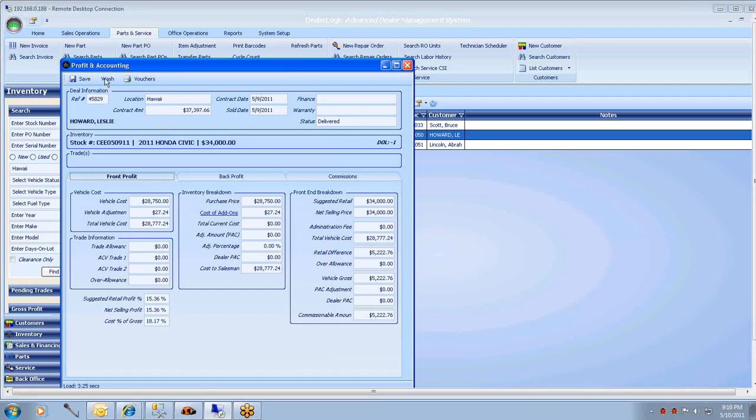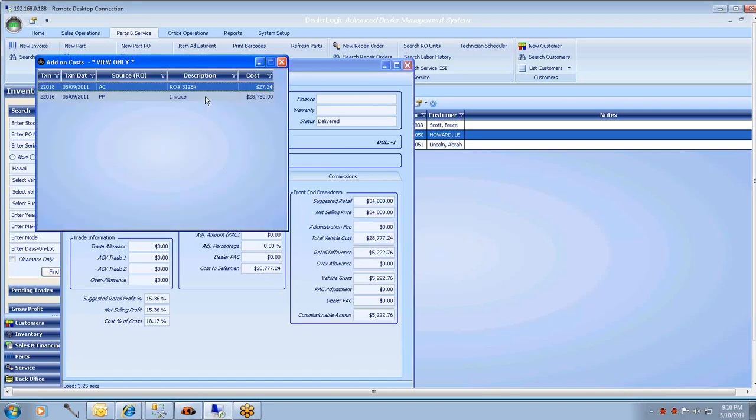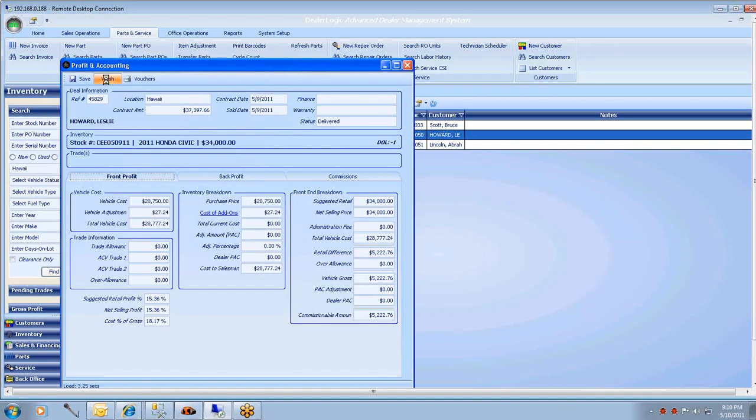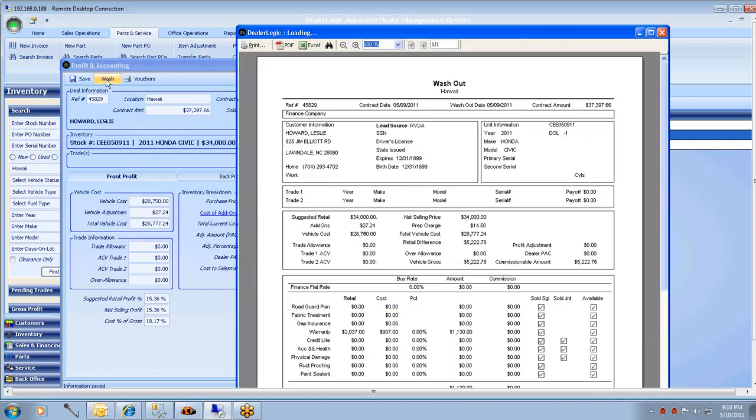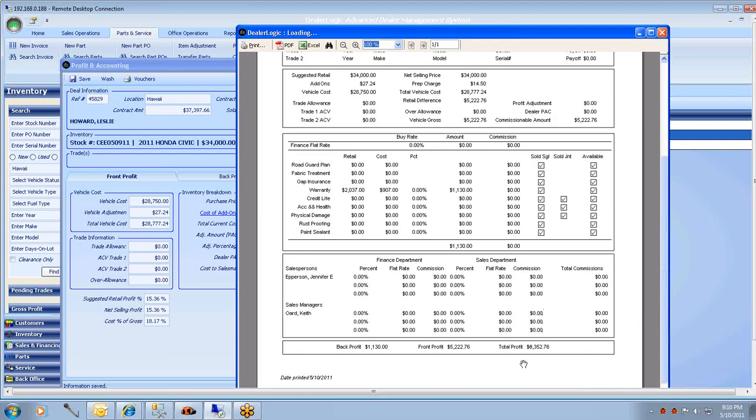When you're ready to finalize your deal, you're going to click your Wash button. It'll ask you if you want to review those add-ons. If you'd like to see them, you can click Yes. It'll show you the bottom portion of the screen. And when you continue with Wash, you will get a nice washout report. Down here at the bottom, it will show you your total profit, your back profit, and your front profit. This document is nice to have when you're the accounting person and you're ready to bring this over to QuickBooks. It has something that you need to go by.